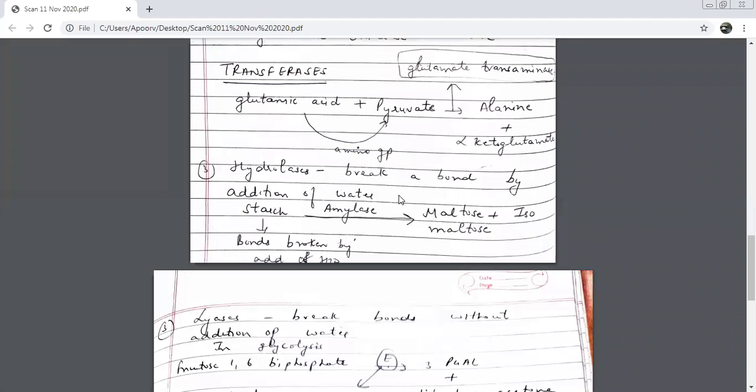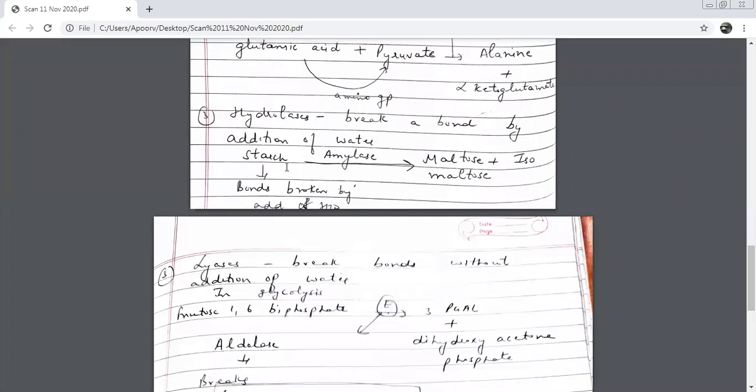So remember this category of enzymes, hydrolases. What function will they do? They will break bonds. How will they break bonds? By addition of water. Let us do a simple example.